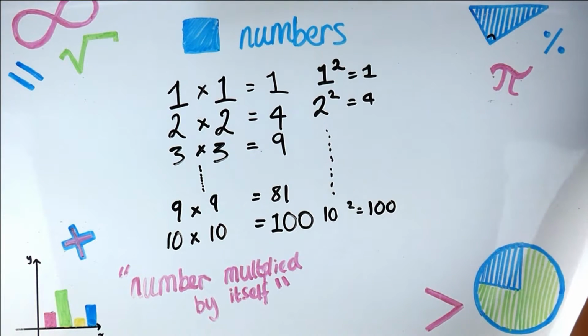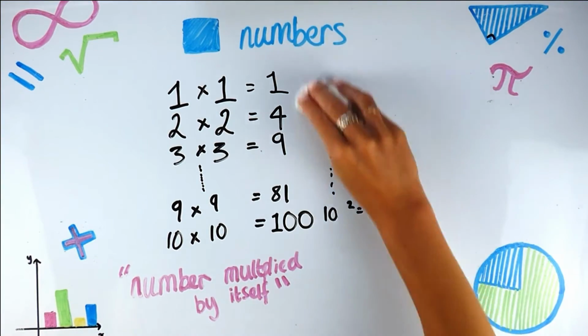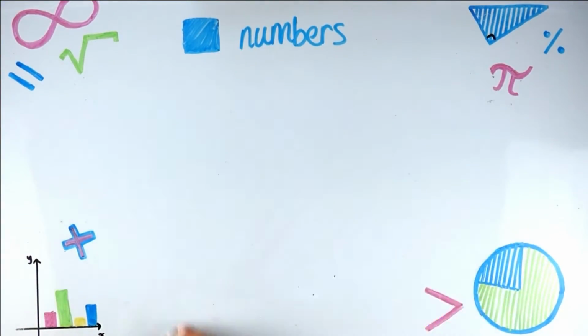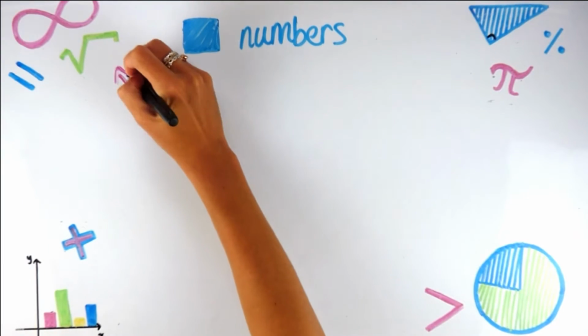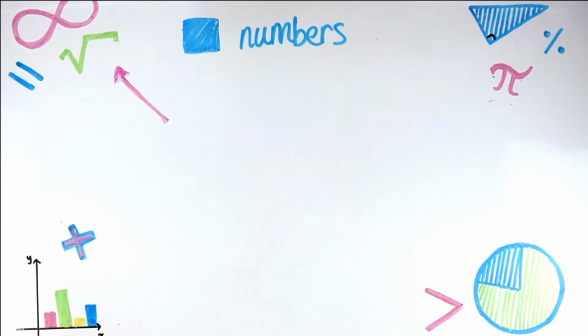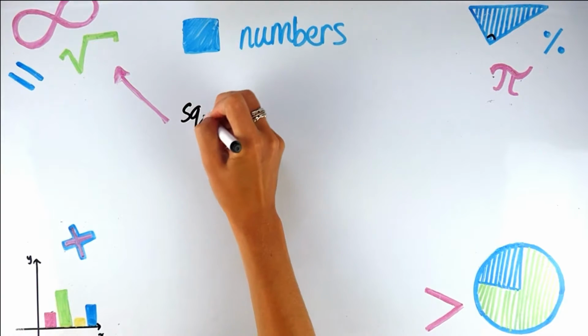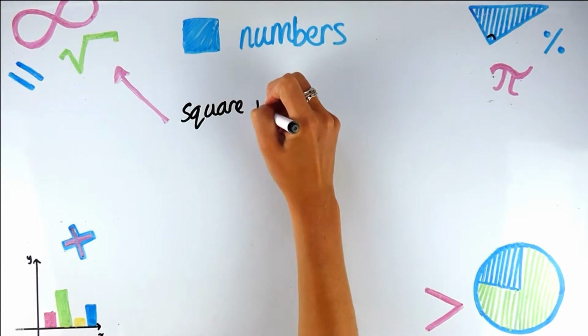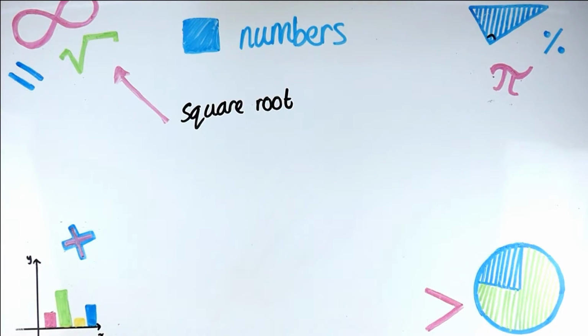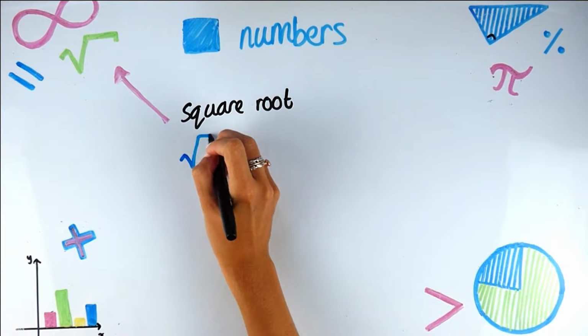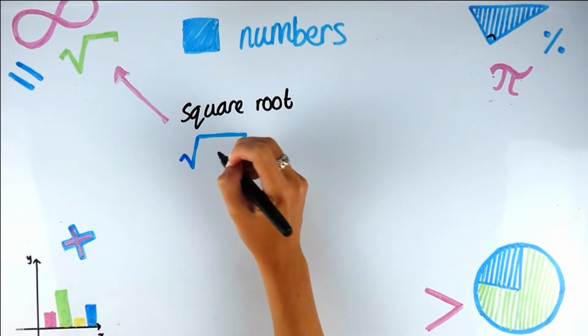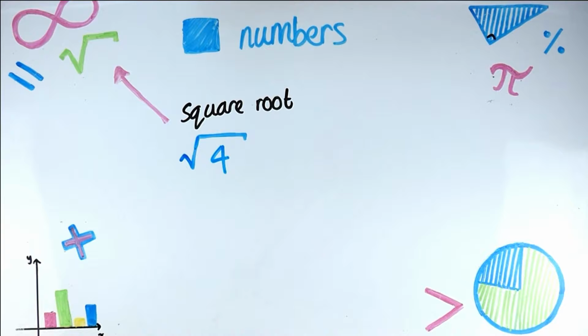The inverse of squaring, this guy, is the square root, and this is the opposite of squaring. So if I take this symbol, the square root of 4, that is the opposite of squaring.